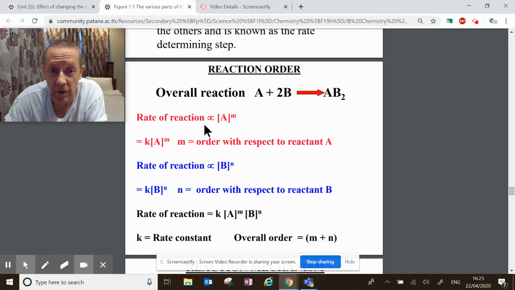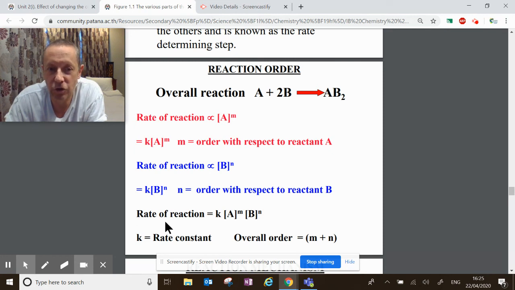Rate of reaction with respect to reactant A, M is the order for that one, and rate of reaction with respect to the concentration of reactant B, we don't know what it is, we just give it a letter N, whatever that is. So N is the order with respect to B. It could be 0, 1, 2, perhaps. So the overall rate equation would look like this.